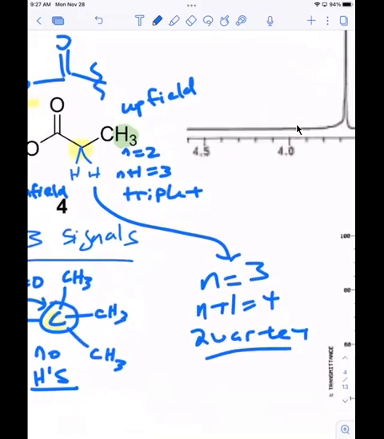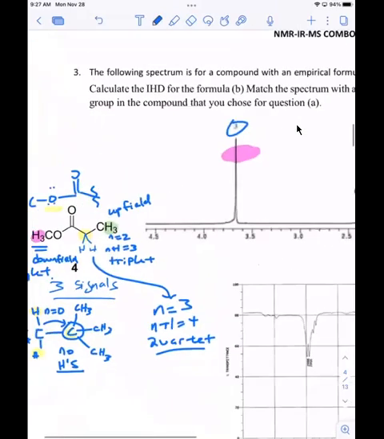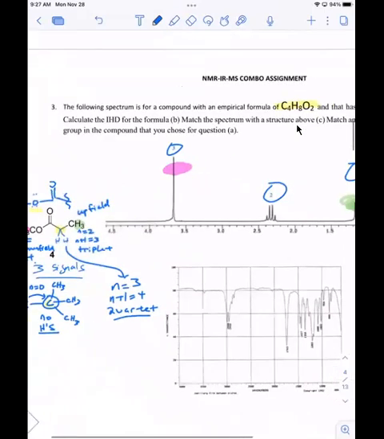And the fact that it's adjacent to a carbonyl means it's going to show up somewhere between 2 and 3. And it does. If you look back at the spectrum, it's at 2.4, 2.35, and that's a consequence of it being next door to that carbonyl functional group.